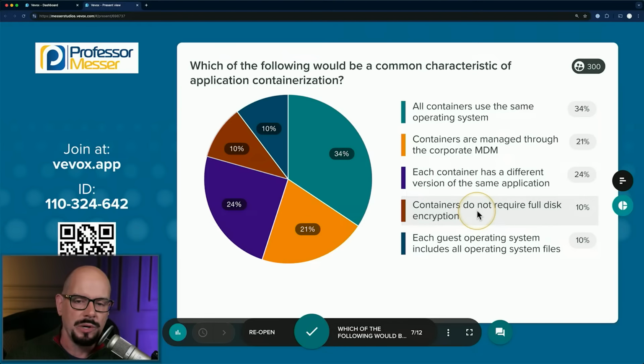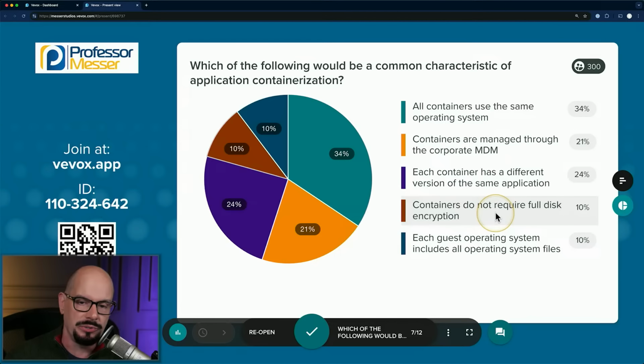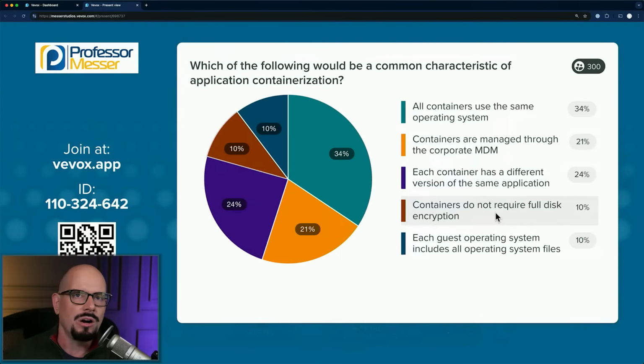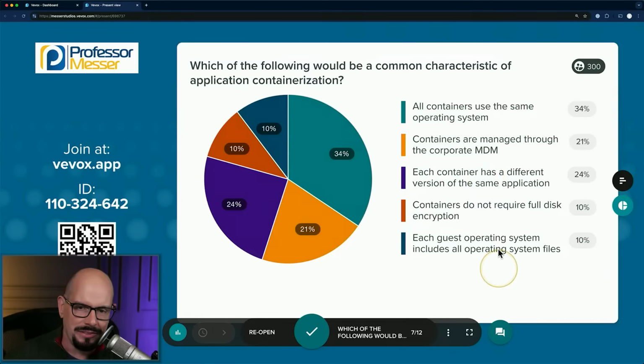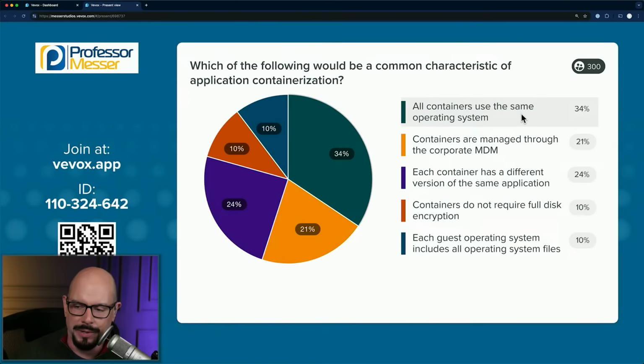And containers do not require full disk encryption. The virtualization, application containerization, or even just running an OS has nothing to do with whether we are or are not using full disk encryption. So that should be one you could have thrown out immediately. That's not what we were talking about. We were talking about one of these others, and the only other one that really does fit is the one at the top, that all containers use the same operating system.